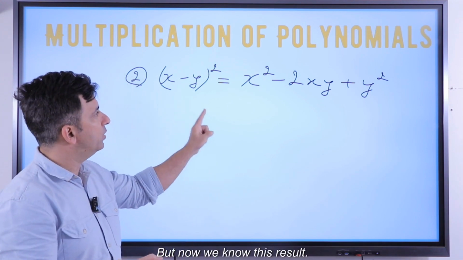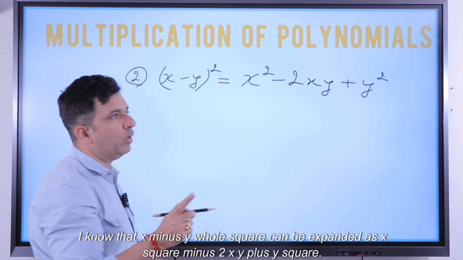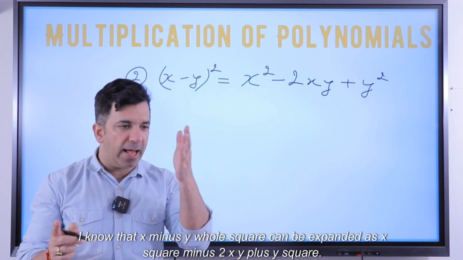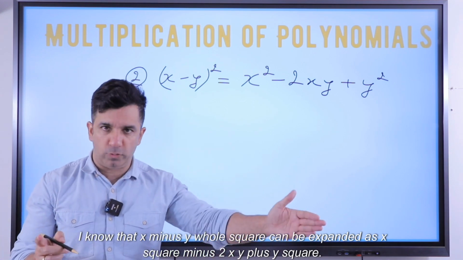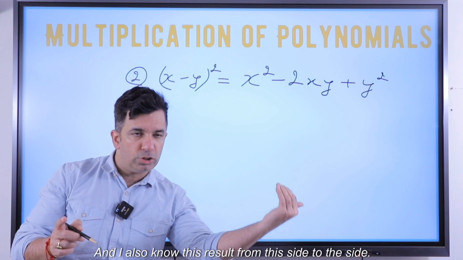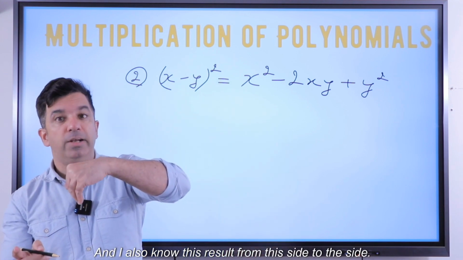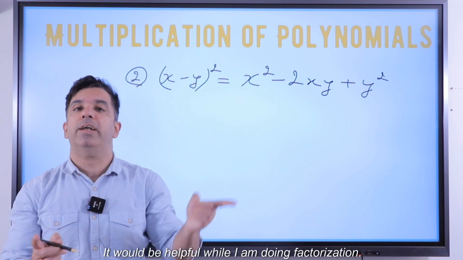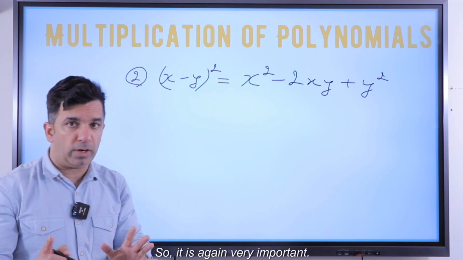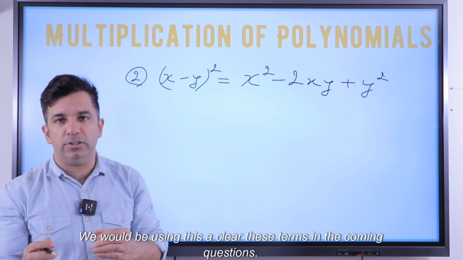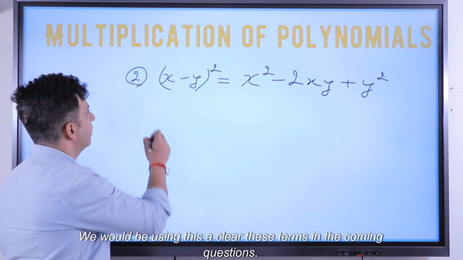But now we know this result. I know that x minus y whole square can be expanded as x square minus 2xy plus y square, and I also know this result from this side to this side. It would be helpful while I am doing factorization. So it is again very important. We would be using these terms in the coming questions.